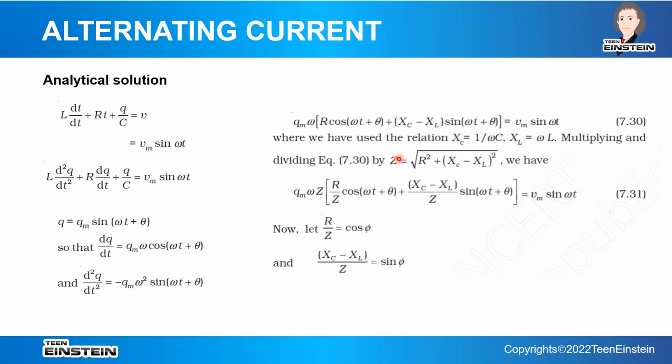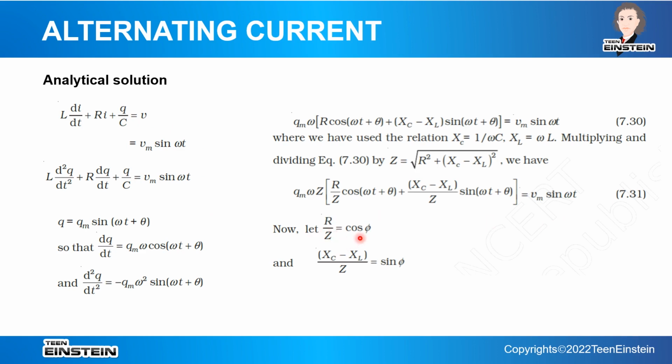Now we know that Z equal to square root of R squared plus XC minus XL the whole square. Now in the left hand side of this equation, let's multiply and divide it by Z. So you have Qm omega Z multiplied by R by Z cos omega t plus theta plus XC minus XL divided by Z into sin omega t plus theta equal to, the right hand side remains the same from the beginning, which is nothing but the applied voltage Vm sin omega t.